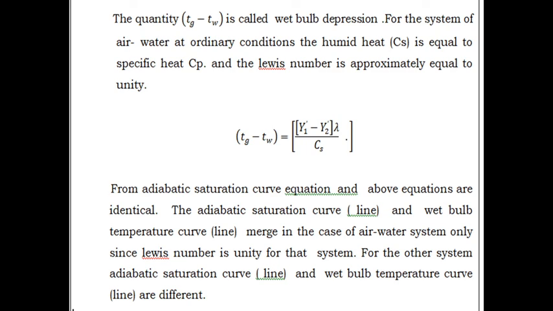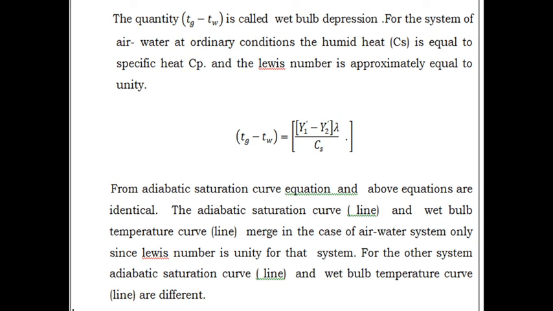For the system of air-water at ordinary conditions, the humid heat Cs is equal to the specific heat Cp, and the Lewis number is approximately equal to unity. This is only for the air-water system. So the final expression is Tg minus Tw is equal to (y1' minus y2') into lambda by Cs. In that expression, Lewis number is equal to 1 and Cs is equal to Cp. This is the final expression after substituting this condition, only for the air-water system.